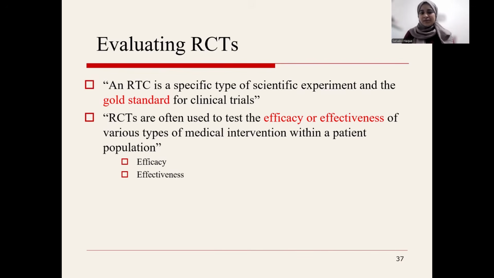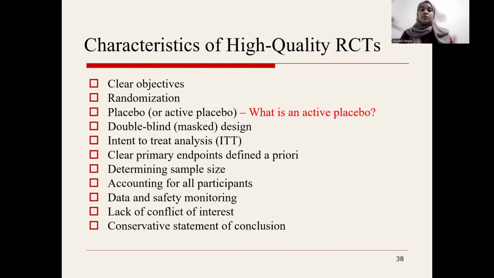I hope that I explained it correctly. So efficacy is the absolute benefit. Effectiveness takes into account everything else, it is the wider generalizability. So again, the external validity of the population. Okay, I hope that makes sense. So high quality RCTs, I suggest that you give this a read. They should have clear objectives, randomization, blinding, intention to treat, accurate sample size, etc.